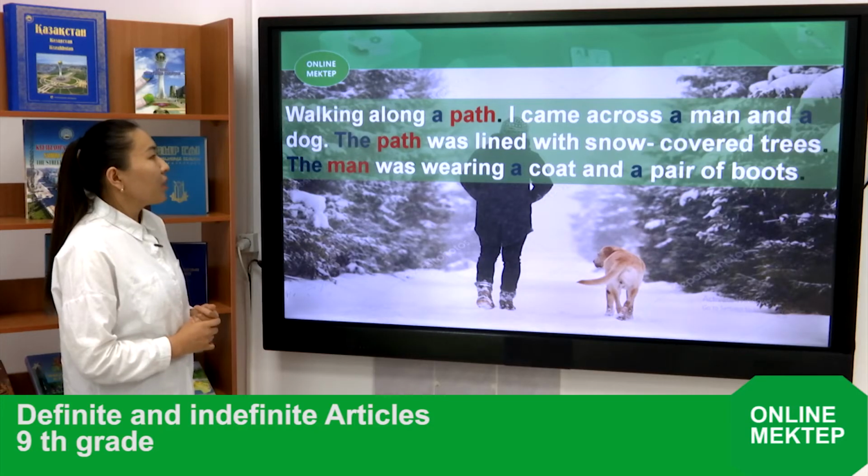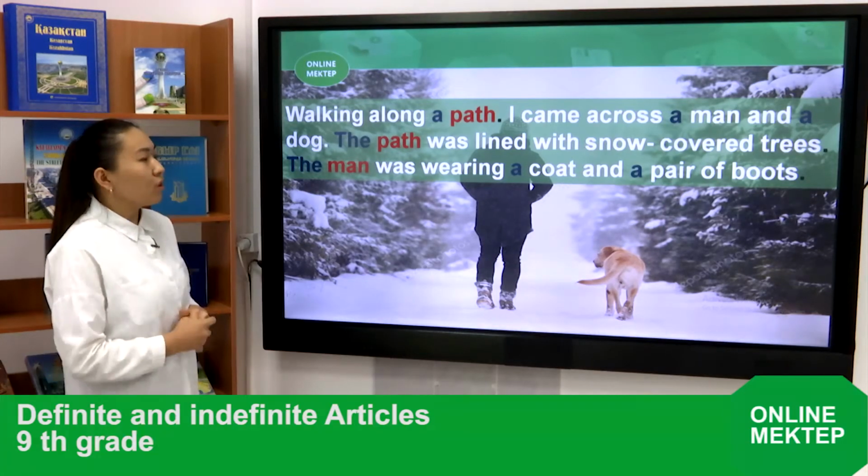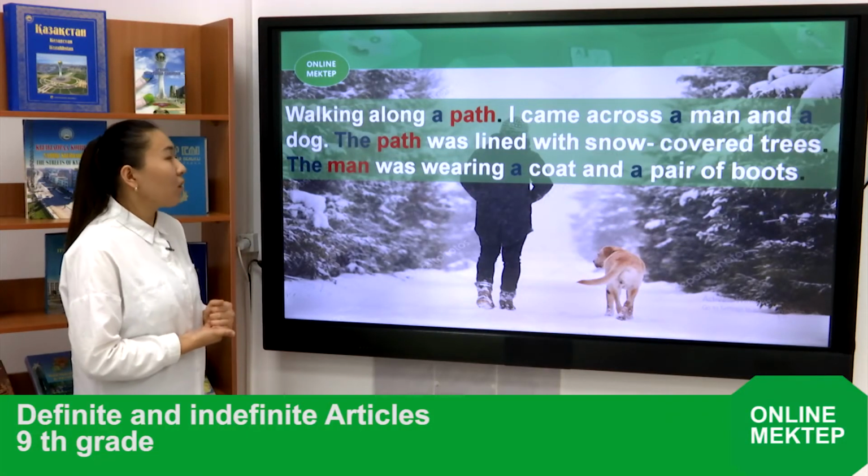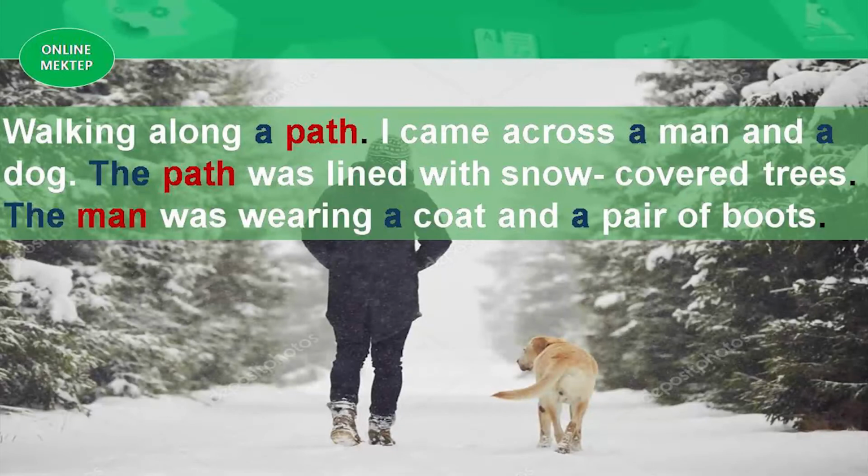First of all, when I am talking for the first time about one thing, for example, a path, I mentioned this word the first time. That's why I used the article A. Then the second sentence, I came across a man. Here also I used the article A. And a dog, it is also like this.